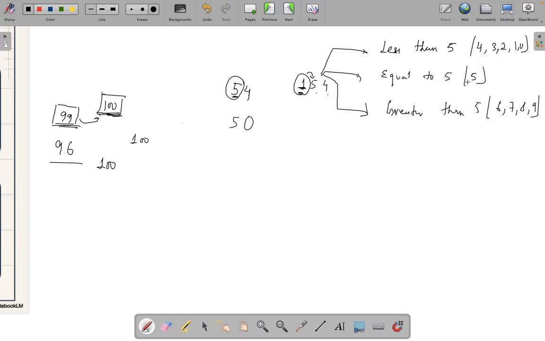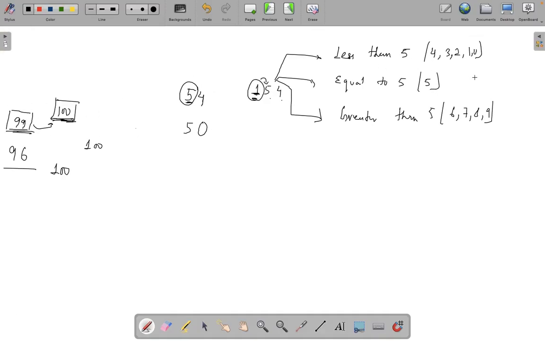So the rule for rounding says if it is less than 5, you keep this digit as it is and make this 0. If it is equal to 5, you increase this by 1 and make this 0. Greater than 5, you do the same thing: increase this by 1 and keep this 0. So if it is greater than or equal to 5, you increase this by 1, and if it is less than 5, you don't. Is this clear? Yes, sir.